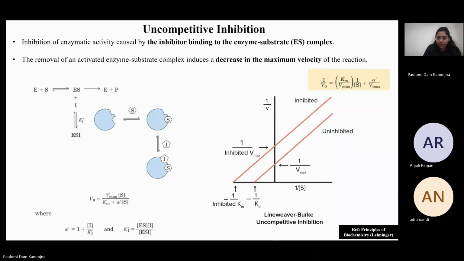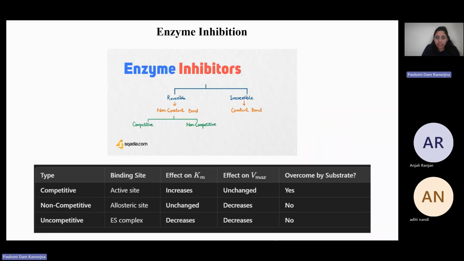Okay. Right. So let me summarize this in this slide. You have competitive, non-competitive, and uncompetitive. This slide summarizes the entire thing in tabular form. For competitive, the binding site is the active site of the enzyme for the substrate. So that's why there is competition. When this inhibition happens, your Km increases while your Vmax remains unchanged. And you can overcome that by increasing the substrate concentration. Non-competitive is exactly opposite of competitive.